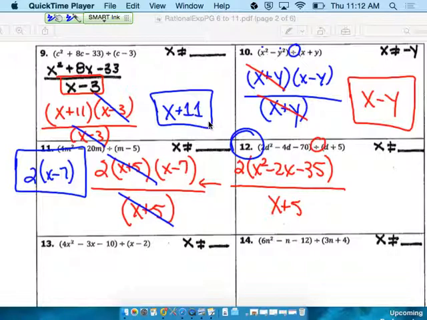And we will discuss the excluded values in class next week. We'll come back to that next week in class.